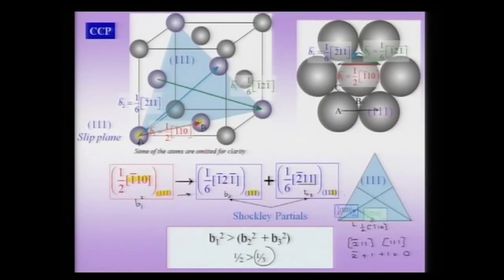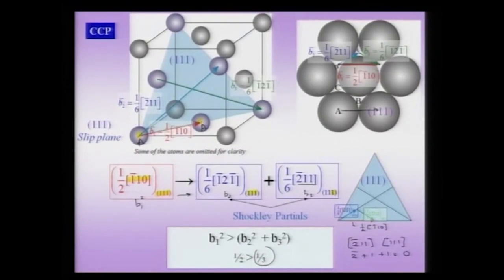But physically this 1/6 [1 2 bar 1] 1 vector connects... Now, suppose I call these the A positions, then the starting point of the blue vector will be the B position and the ending point would be the C position, and therefore my blue vector, which is 1/6 [2 bar 1 1], would connect my B position to the C position, and the green vector would connect the C position to the B position.